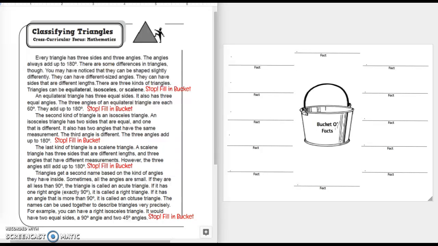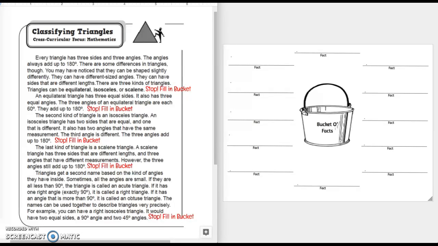The first paragraph states, every triangle has 3 sides and 3 angles. The angles always add up to 180 degrees. There are some differences in triangles though. You may have noticed that they can be shaped slightly differently. They can have different size angles. They can have sides that are different lengths. There are 3 kinds of triangles. Triangles can be equilateral, isosceles, or scalene.